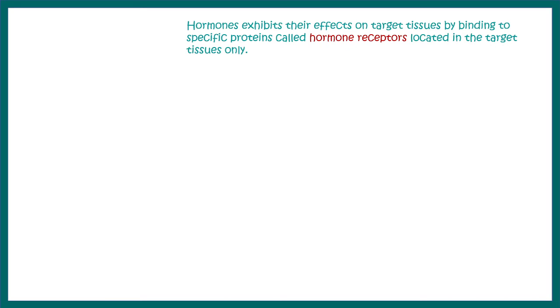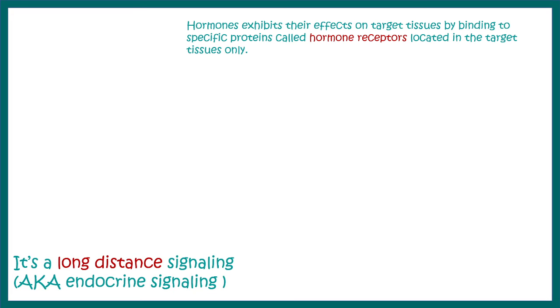Let us take an example. So simply, these kind of signaling could be imagined as a long distance signaling, which is also known as endocrine signaling. People who are living in long distance relationship would understand this signaling very well.